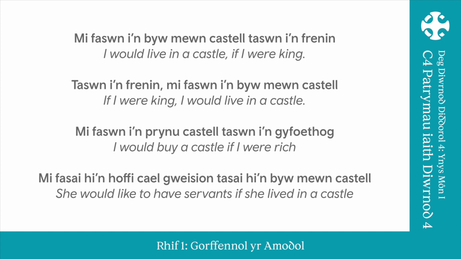To remember the pattern, think of the word tiff. T plus if to remember that taswn is a conditional if. Mi faswn i'n prynu castell taswn i'n gyfoethog. I would buy a castle if I were rich. Mi fasai hi'n hoffi cael gweision tasai hi'n byw mewn castell. She would like to have servants if she lived in a castle.